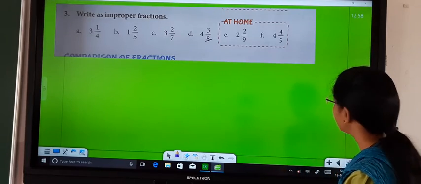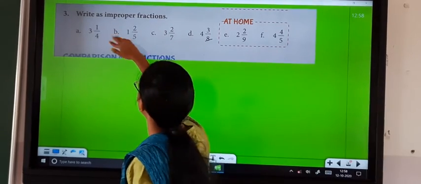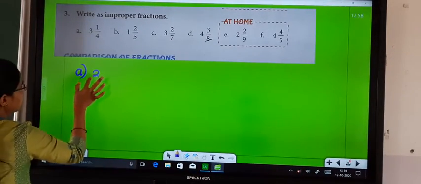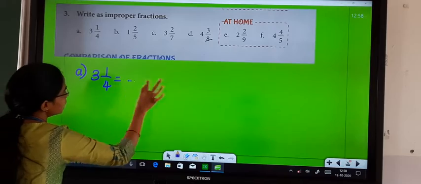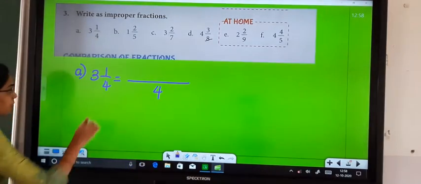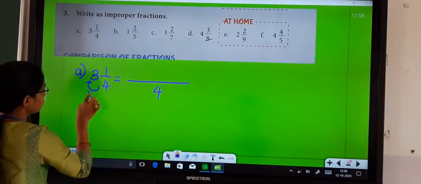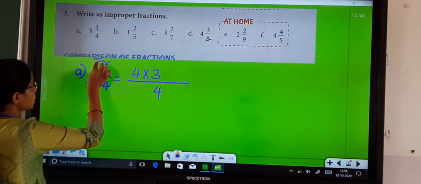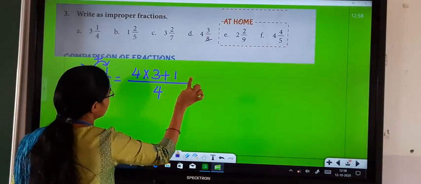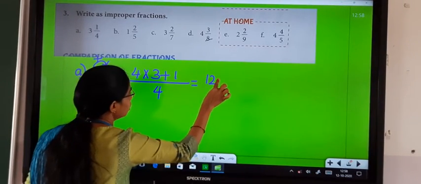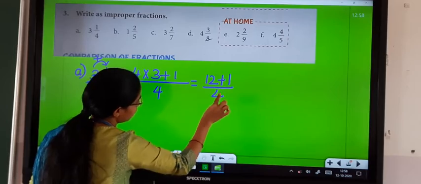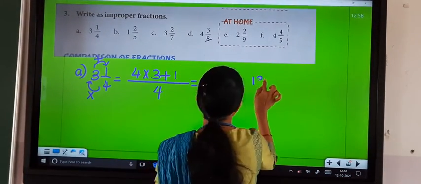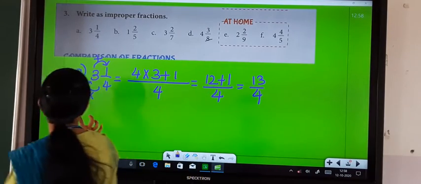Fourth exercise. Write as an improper fraction. It is very easy. 3 integer 1 by 4. As I said, the denominator will be the same. Here you are going to multiply 4 multiplied by 3. Here you are going to add it to the answer, plus 1. 4 3s are 12 plus 1 divided by 4. It is 13 by 4.